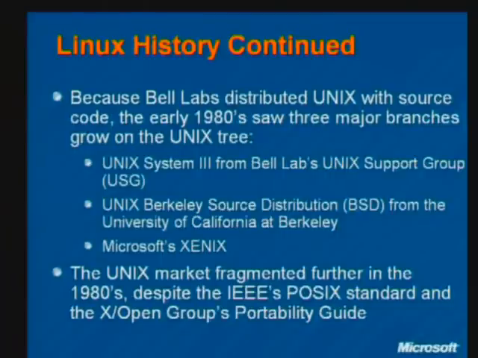So the three branches continued to fragment even further. Those were the three major branches. You had lots of offshoots. There were a couple of efforts as the industry started to recognize that this diversity was going to cause a problem, because you've got these vendors that put special features into a version of Unix.